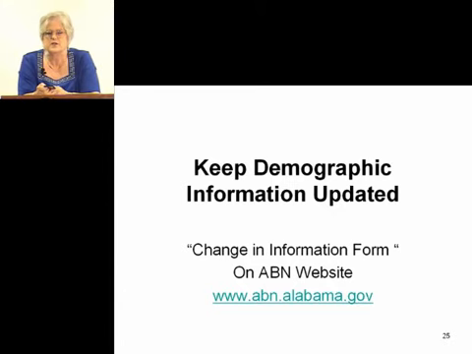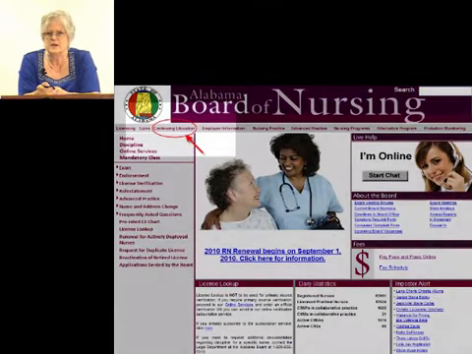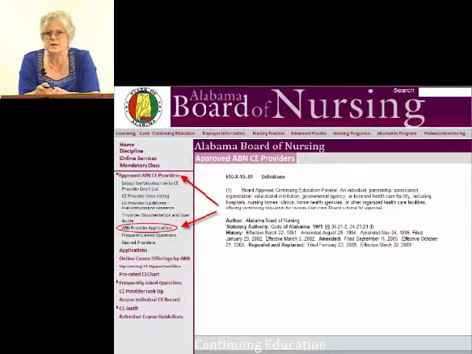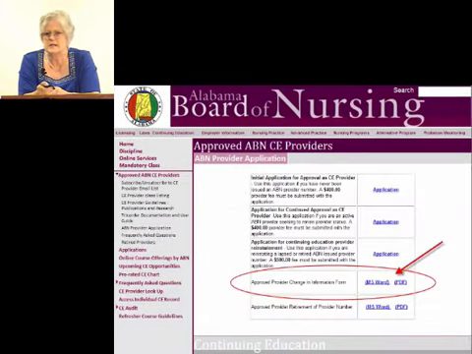Now, we ask you to be sure and keep your demographic information updated. There is a change in information form on the ABN website under, again, the applications. You go to Continuing Education title bar, go to ABN Approved Providers, look under there for Applications, and it is listed right there for you where you can download it in either Word or PDF and keep us updated.